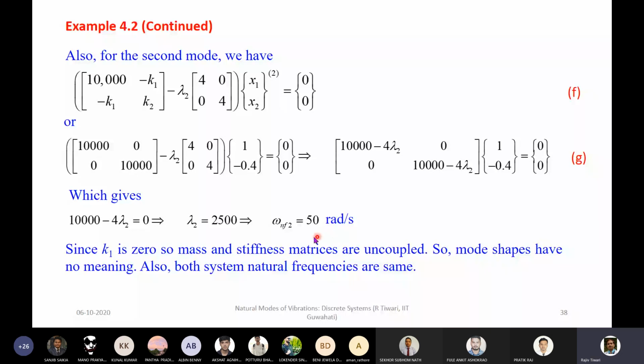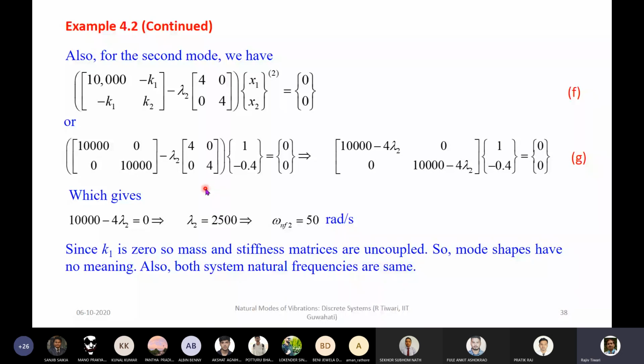Basically, if you see here, when we substitute k1 and k2, the off-diagonal terms of the mass matrix and the stiffness matrix are 0, so that means they are uncoupled.